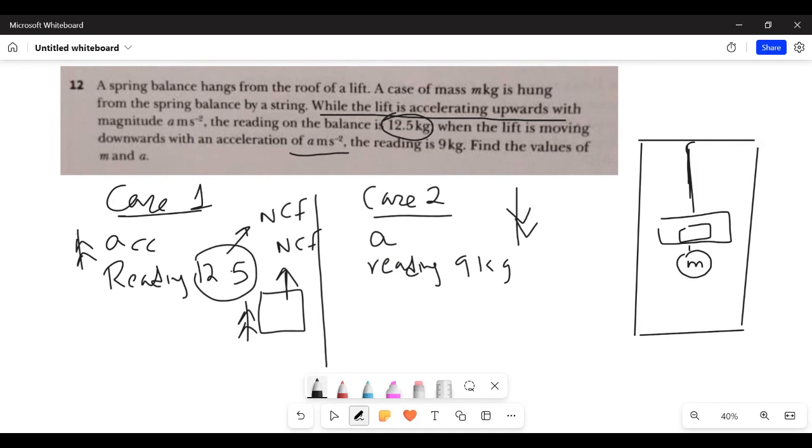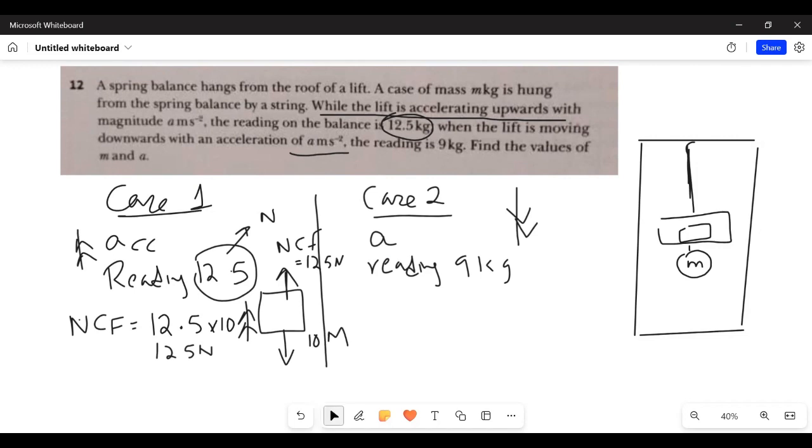But the normal contact force needs to be in Newton, and this is in kgs, so multiply it with 10. A weighing scale actually gives you the measure of the normal contact force. So it should be 12.5 into 10, which is 125 newtons. So upward force is 125 newtons. Downward force is the weight, which is going to be 10 m. And we form an equation using these two.